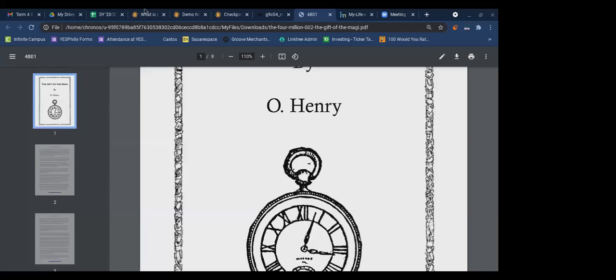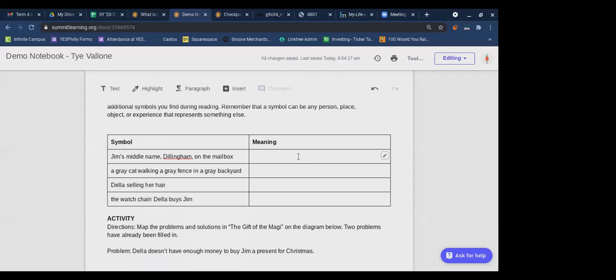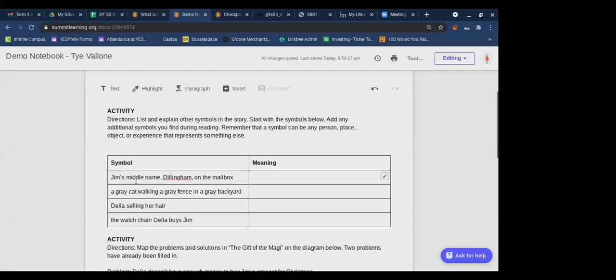Now, with checkpoint 1, what we're going to try to do is fill in the first box in this chart. So again, we're looking at this symbol or detail from the story, and we're trying to fill out what this symbol's meaning is. What's its significance?